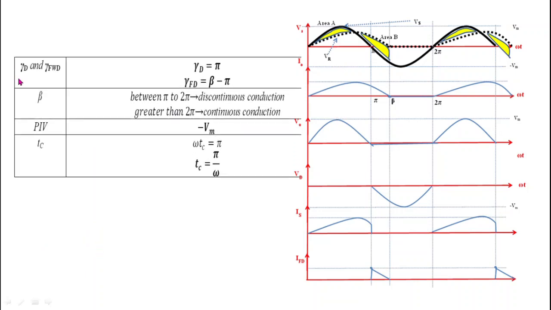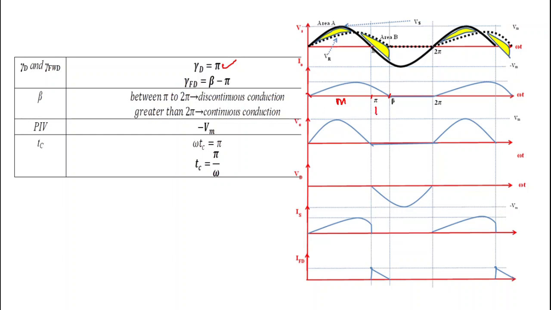Now next, what is the conduction angle of the main diode? Here we know that the main diode will conduct from 0 to pi. After pi, when current shifts to the freewheeling diode, then from pi to beta the freewheeling diode conducts. So the main diode is conducting from 0 to pi, that's why the conduction angle of the main diode is pi. And from pi to beta the freewheeling diode conducts, that's why the conduction angle of the freewheeling diode is beta minus pi.